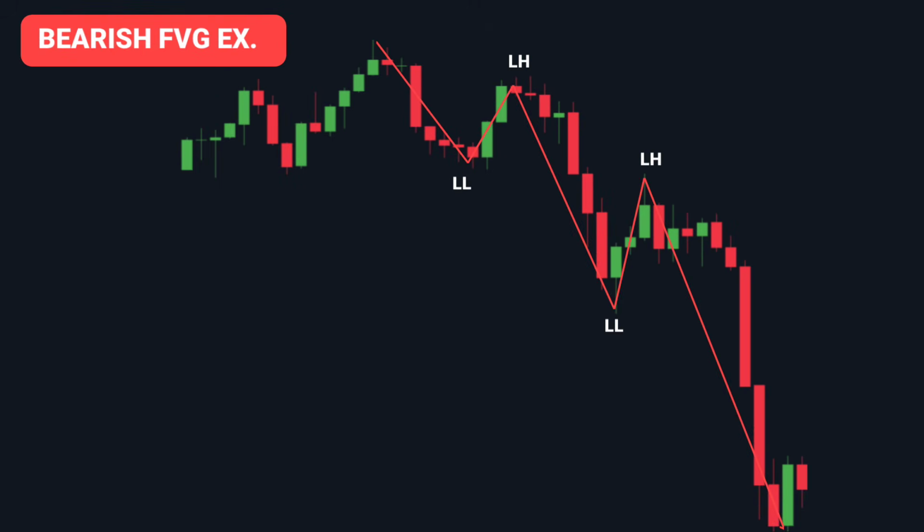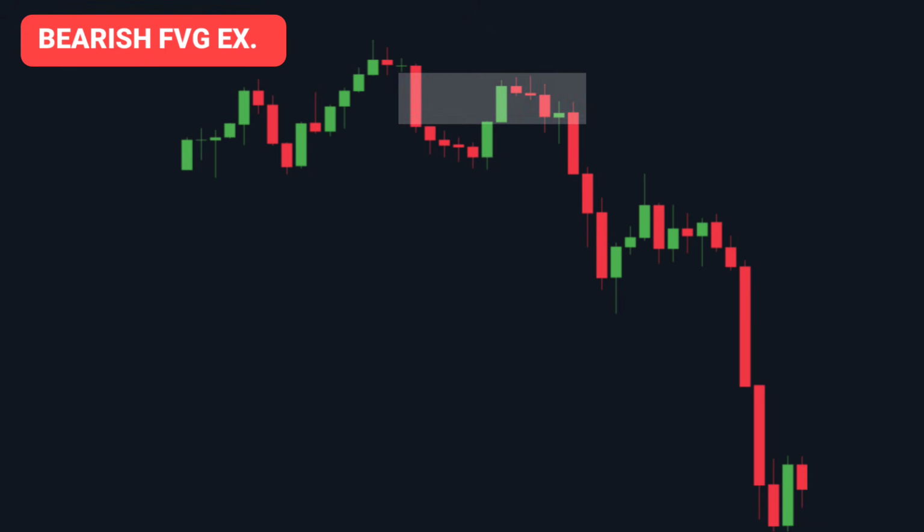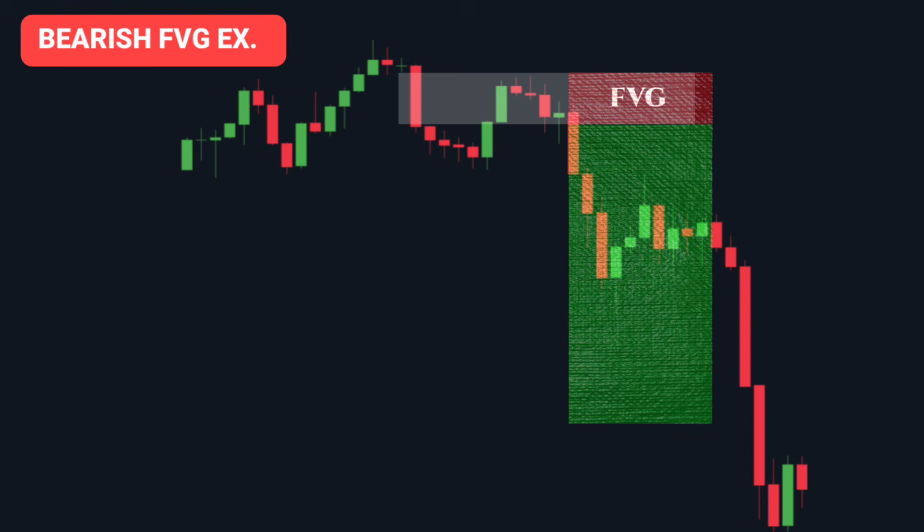You spot the first candle, small bearish. Second candle, big bearish drop. Third candle, another bearish candle. The gap between the low of the first candle and the high of the third candle doesn't overlap. That's your bearish FVG. Price pulls back, fills the FVG, then drops again. You use that pullback for your short entry.